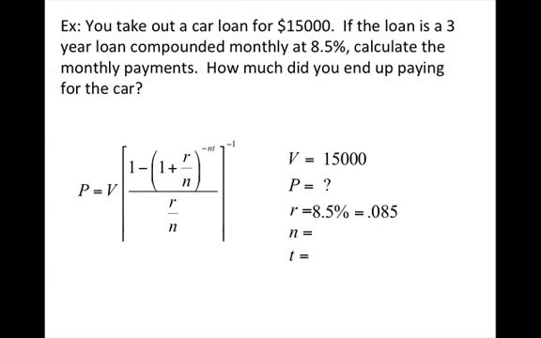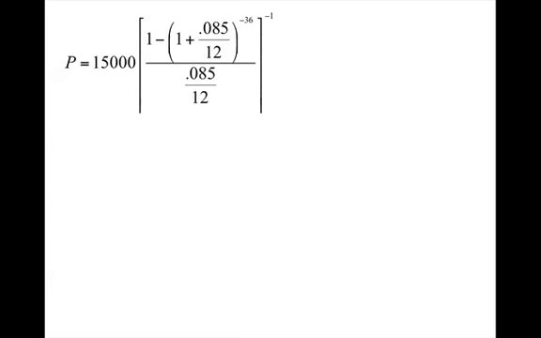N is the number of times compounded per year. It's compounded monthly, so that's 12 times per year. T is the number of years. I'm doing this for 3 years. And then finally, I go ahead and multiply my N times my T. 12 times 3 is 36. So if I plug these into the formula, I get P equals 15,000 times 1 minus 1 plus 0.085 divided by 12 raised to the negative 36 power, divided by 0.085 divided by 12, and all of that's raised to the negative 1.